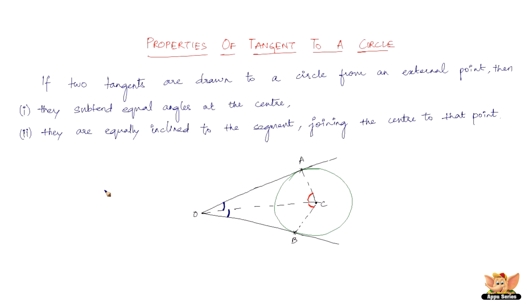Let me mention here, as a result of this diagram, because two tangents are drawn to a circle from an external point, they subtend equal angles at the center. That is nothing but angle OCA equals angle OCB, right? So next, they're equally inclined to the segment joining the center to that point. What does this mean? This means angle AOC equals angle BOC. So that's all this property is all about. In the forthcoming videos, let us solve problems based on these properties.